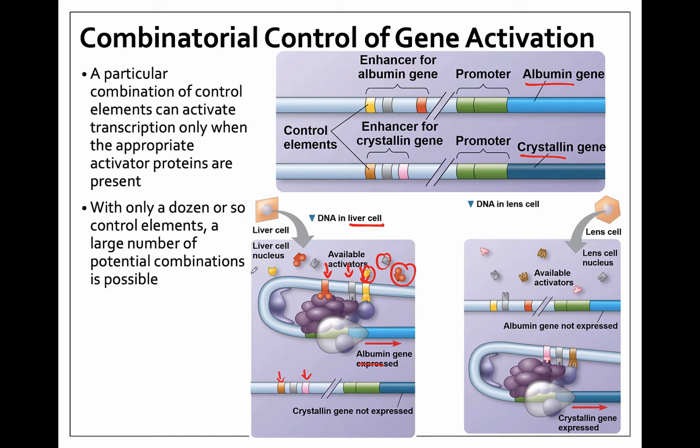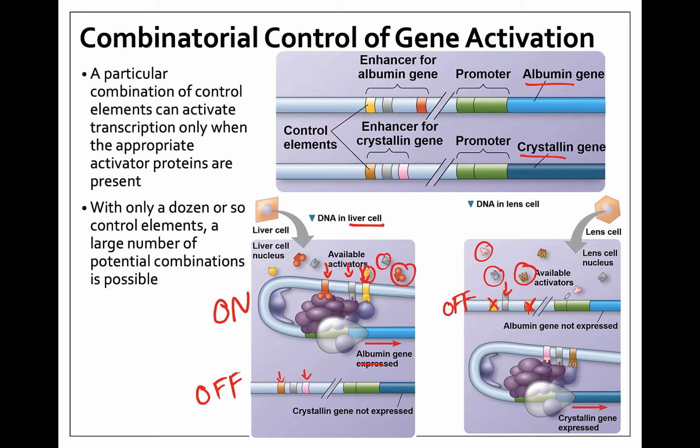So there's a limited number of enhancers, but by using different combinations of enhancers associated with different genes, we can make sure that the liver is turning on the albumin gene, but not the crystallin gene. So this one is on, and this one is off in the liver. In the eye, so we have a lens cell in your eye, the available activators are different. We have pink, gray, and brown. The gray one does actually bind here, but because we don't have yellow and we don't have red, then the albumin gene is off. It does not get turned on.